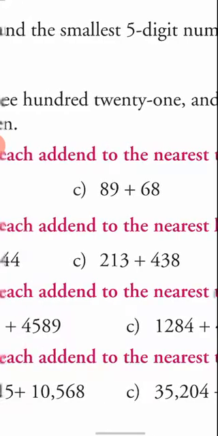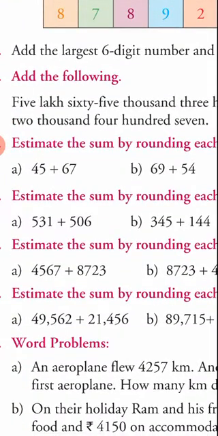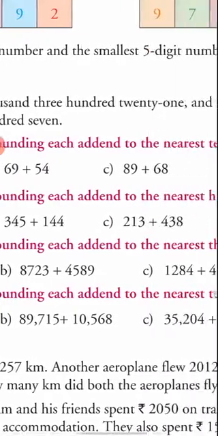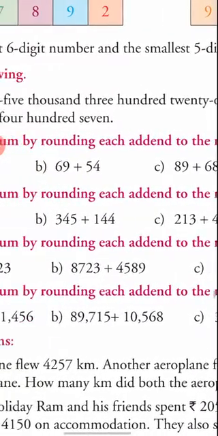So you just add 10,000 and 9 six times, and you will get the answer, you will get the sum. So in this you just have to write the largest 6-digit number, that means 6 times 9, and the smallest 5-digit number, that means 10,000.